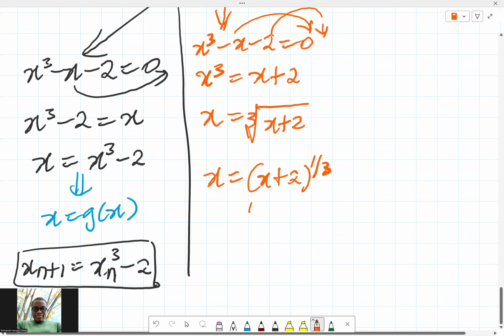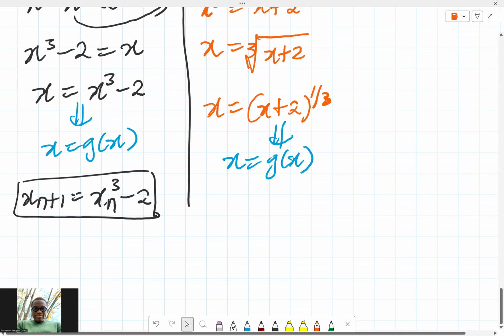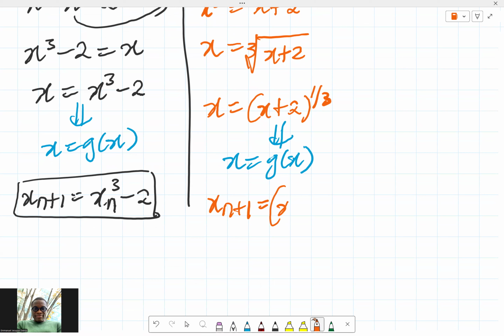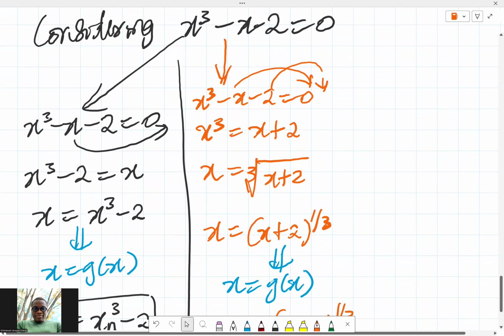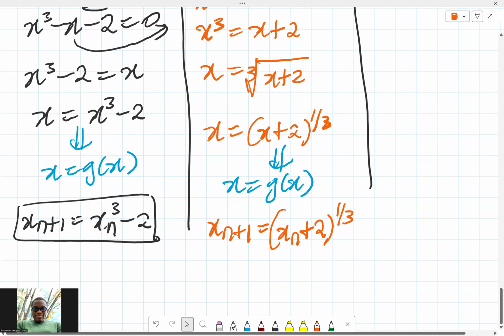So this is the form x equals g of x. But then we can still write it as the formula, which would now be xn plus 1 equals xn plus 2 raised by 1 over 3. So we have that. So that's another possible way to write that.